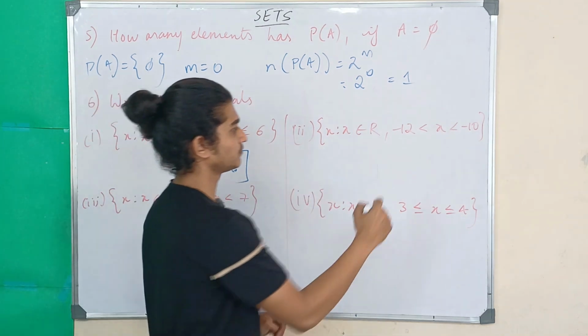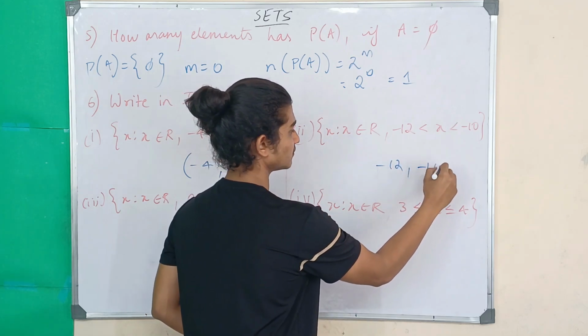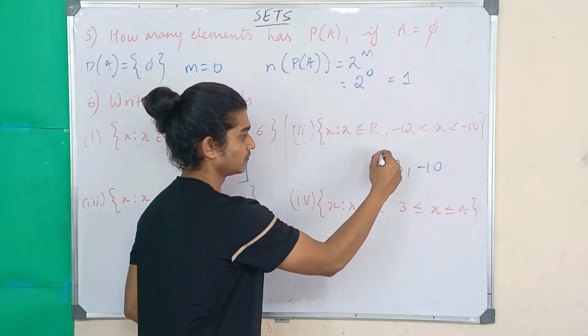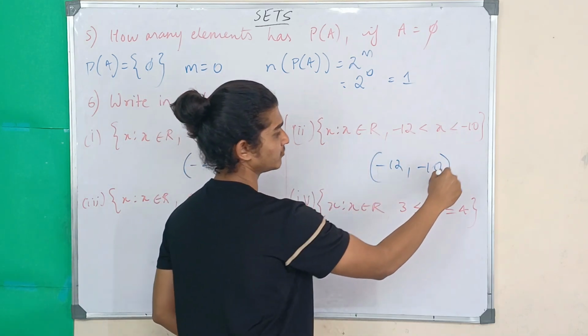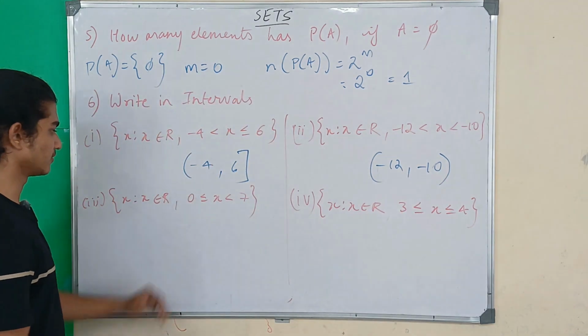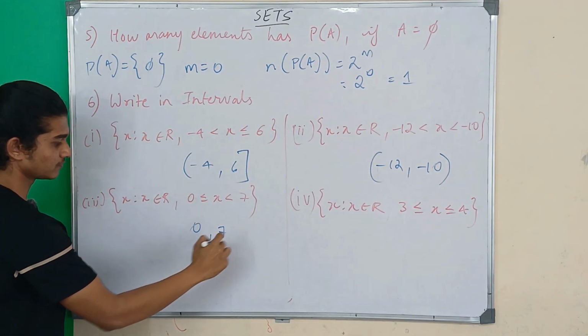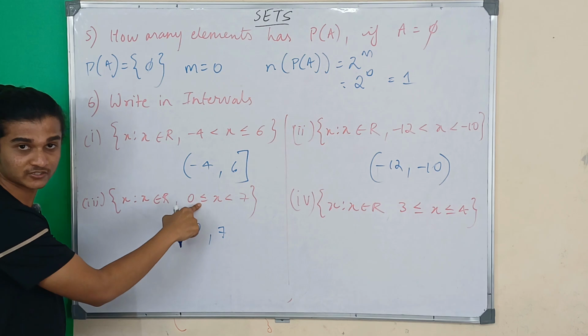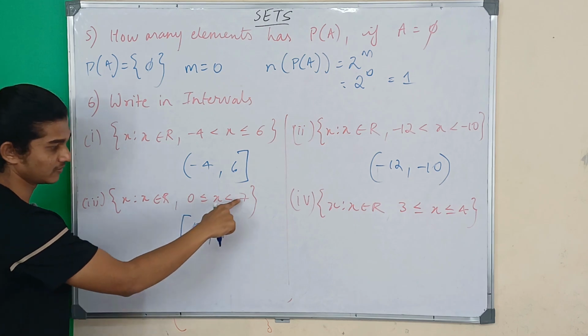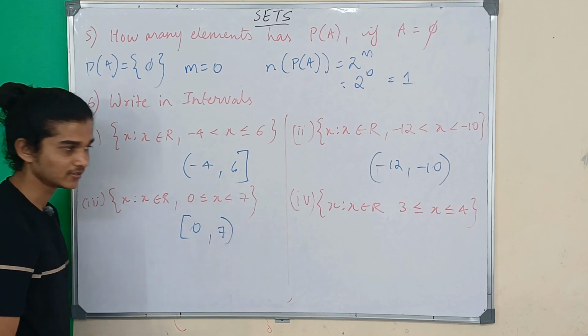And for this, just write the boundary numbers first. So here, is it included? No. Round bracket. Is it included? No. Round bracket. That's all. Here, write the boundary numbers 0 and 7. Is 0 included? Yes. So square bracket. Is 7 included? No. Round bracket. That's it.